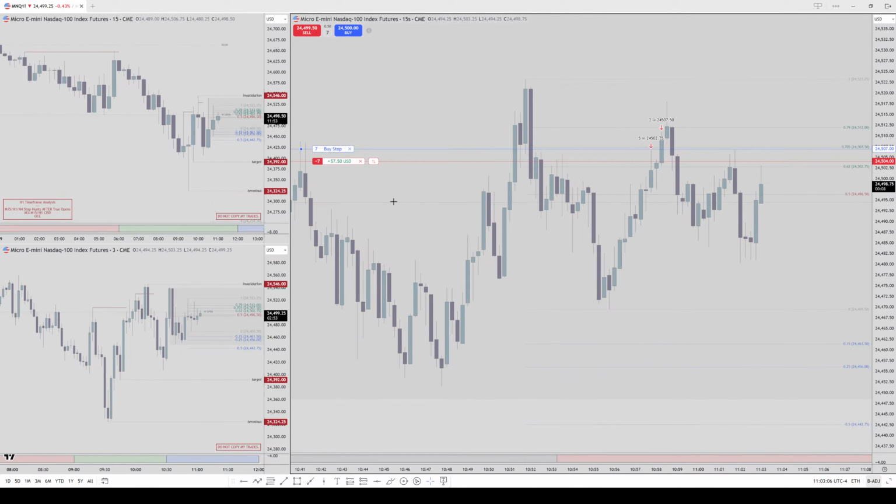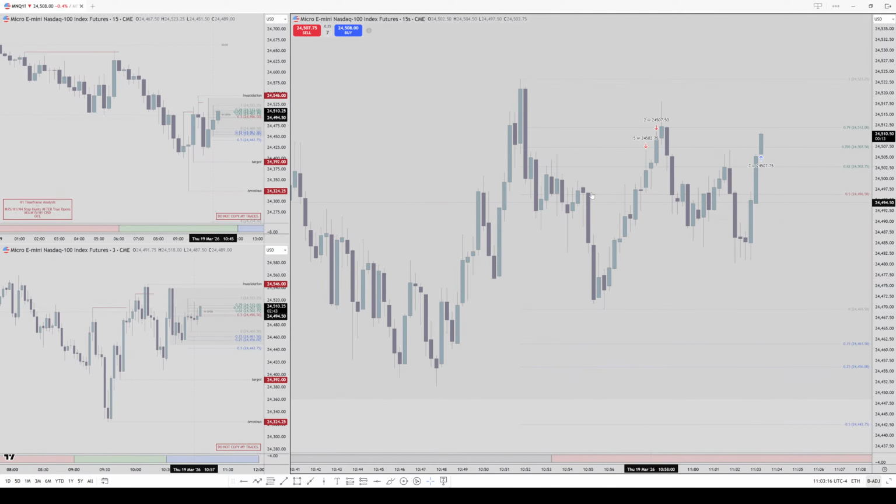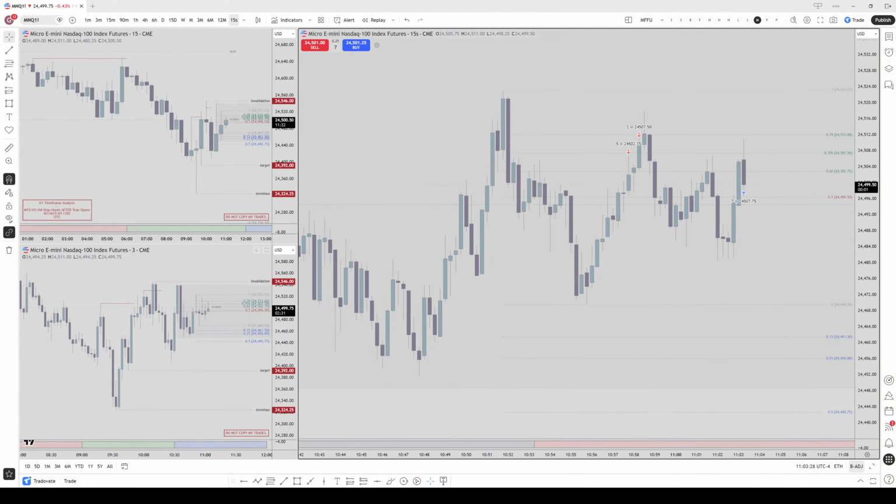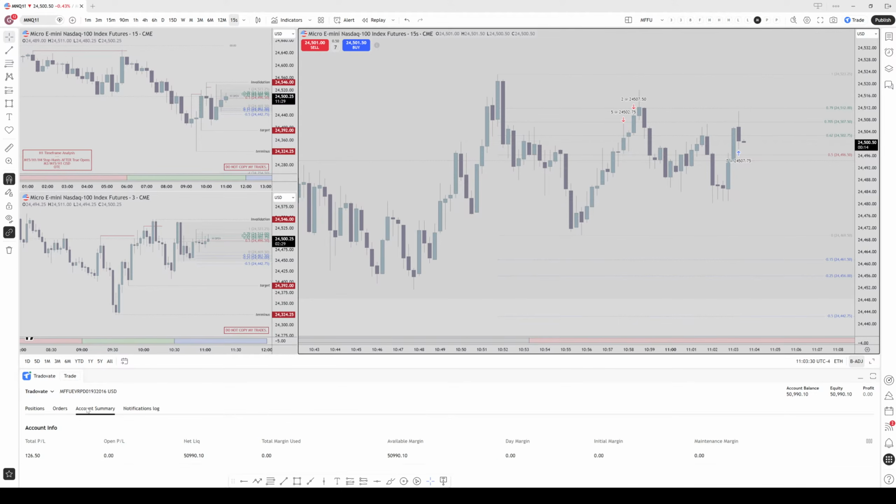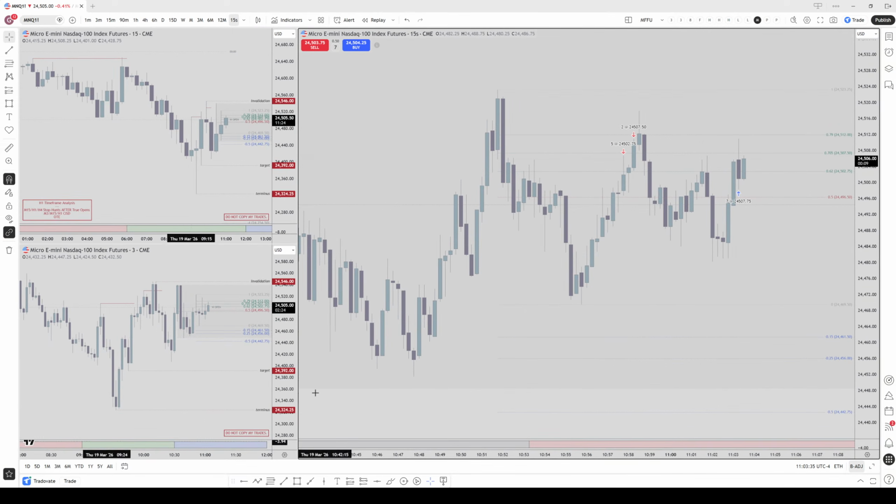No breakaway gaps. Okay, stopped out. Interesting. Seems like price is not ready. Let's take a look at the account summary. 126. Initially it was 19 something, so I lost about $70 right here, but it's fine.